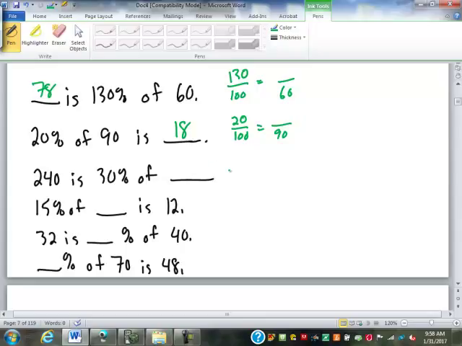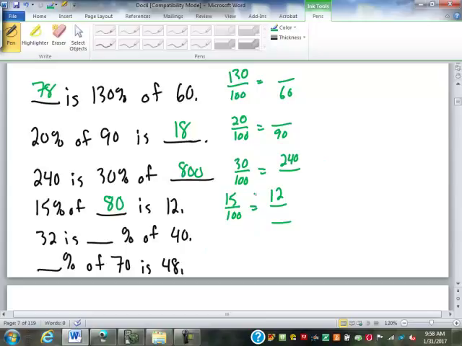240 is 30% of what? 800, good. 30%, 30 over 100. 240 is, the 240 goes on top, so you cross multiply and divide. 15% of blank is 12. 80, 15% is 15 out of 100. Is 12, the 12 goes on top. Out of blank means the missing number goes on bottom. Cross multiply and divide, you get 80.